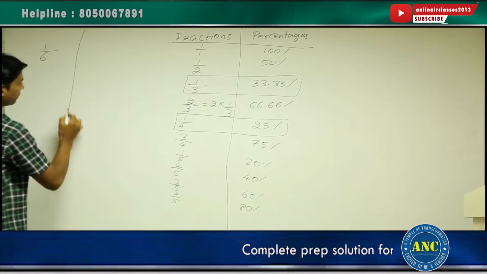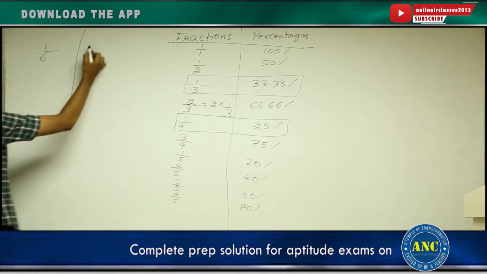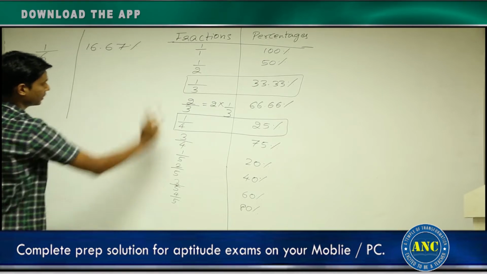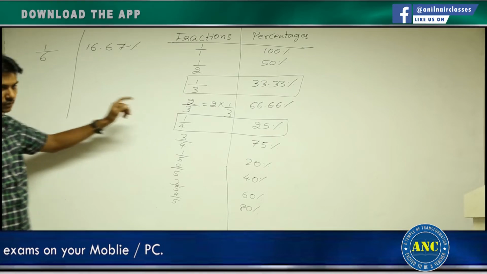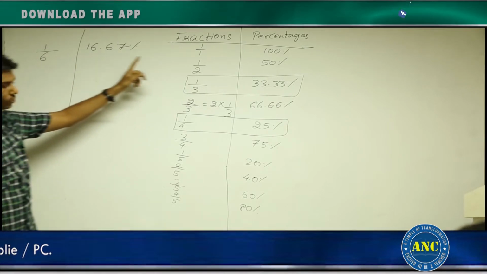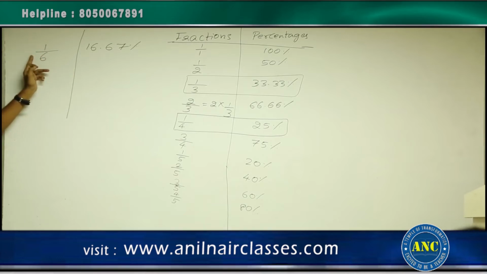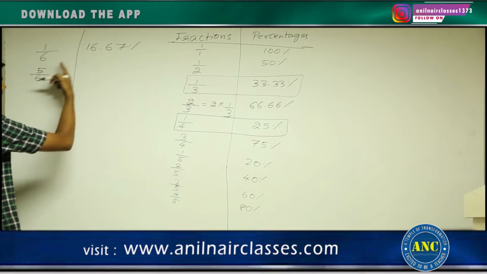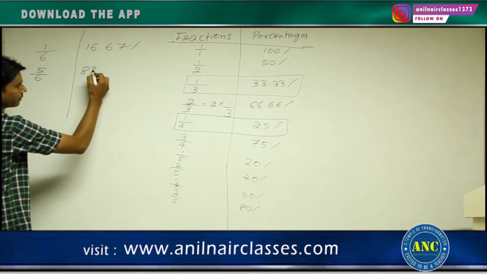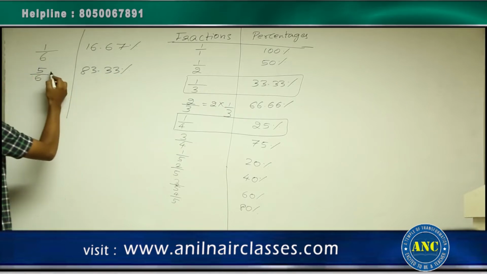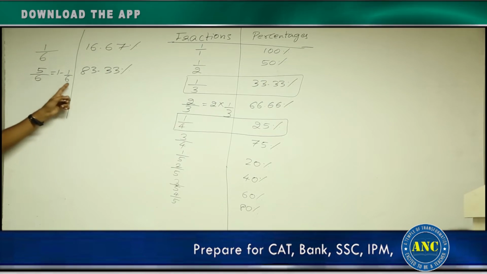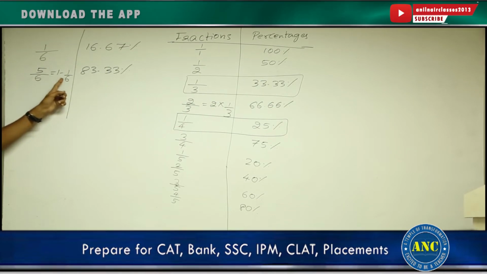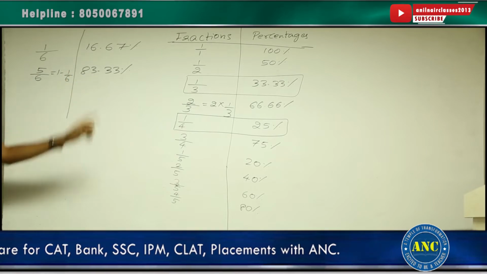Next, if I further extend it, see here. 1 by 6, 100 by 6, 16.67%. Listen to this carefully. 2 by 6 is 1 by 3, already written. 3 by 6 is 1 by 2, already written. 4 by 6 is 2 by 3, already written. 5 by 6 is 5 into 16.67, 83.33%. Or in other words, can I write 5 by 6 as 1 minus 1 by 6? 1 is 100%, 1 by 6 is 16.67%. 100 minus 16.67 is 83.33%. Understanding?